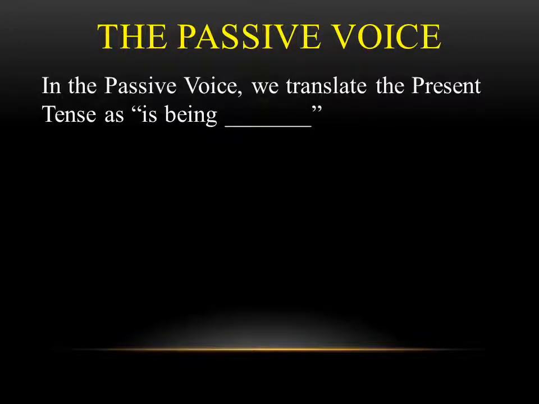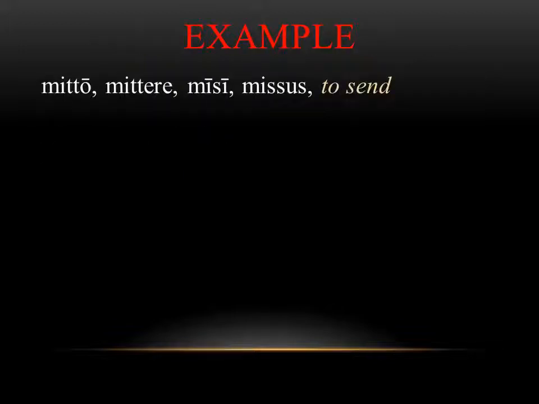The other thing you want to keep track of is in passive voice, we translate the present tense as is being blank. So for instance, mittor means I am being sent. Here's another example, and we'll stick with mittere. If I was conjugating this verb to send into the passive voice, the first thing I would do is bring down mitto. But I would use the R ending, my passive voice ending, to get mittor, which means I am being sent.